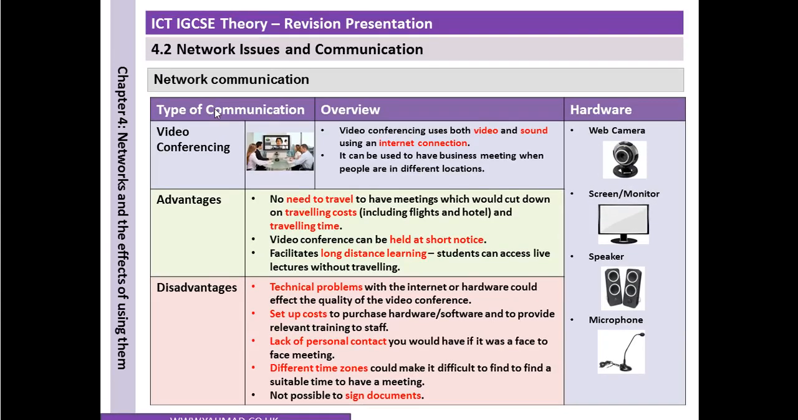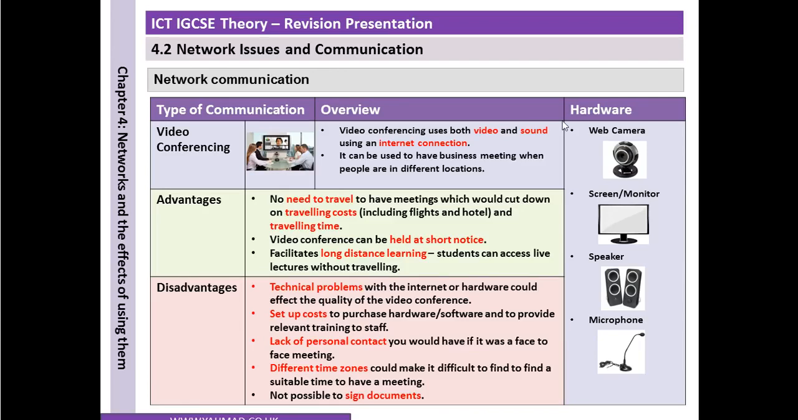Okay, so let's look at other types of communication which we can do over our network. Let's look at video conferencing. So a video conference uses both video and sound using an internet connection. So it can be used to have a business meeting when people are in different locations. So normally you'll have two parties. Maybe it could be two people in different cities, London and Manchester, having a conference.